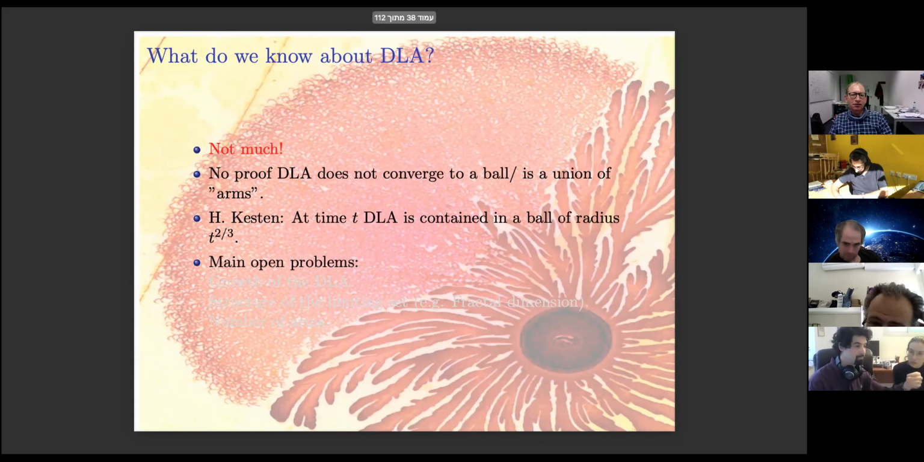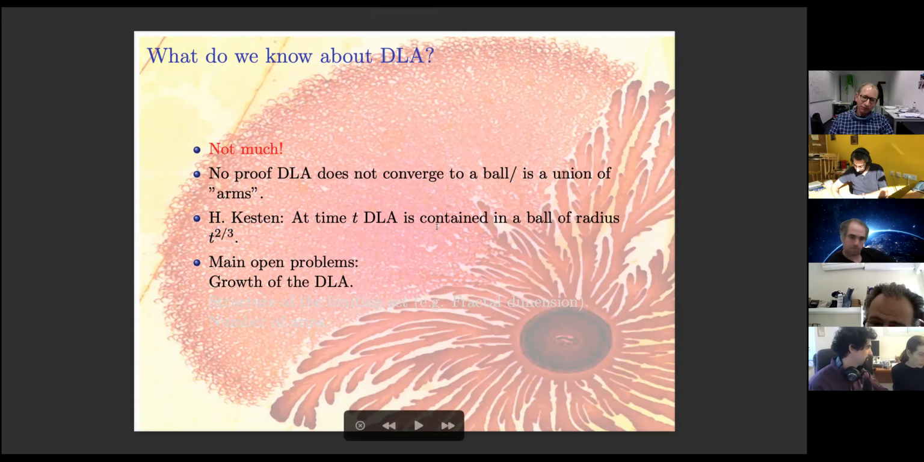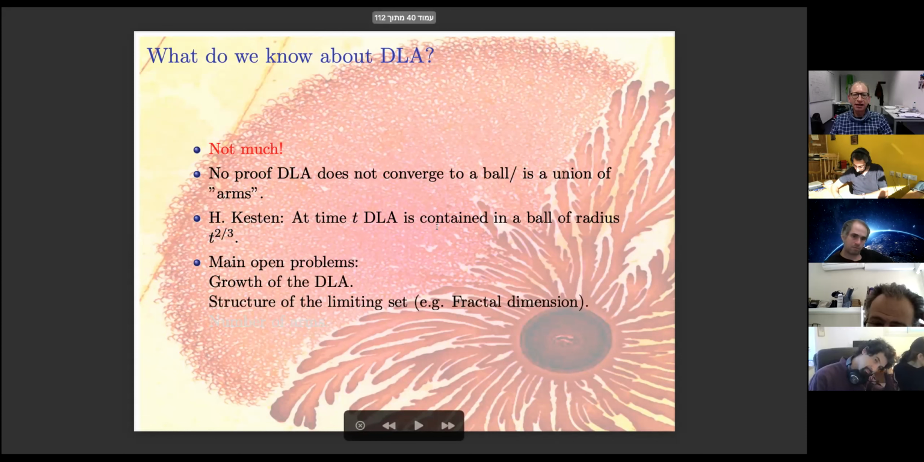So there are many open problems. One of them is the growth rate. So upper bound t to the 2/3, but what is the growth rate of the DLA? What is the structure of the limiting set? Is there a way to make sense of a fractal dimension of this limiting set? And if there is, what is it?